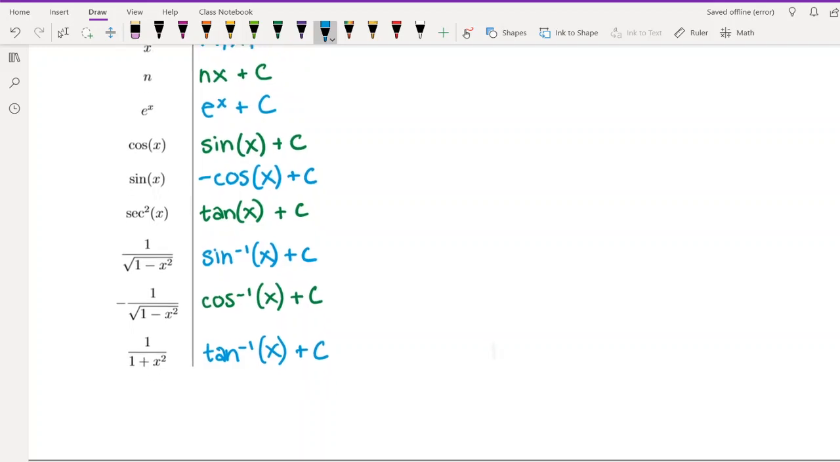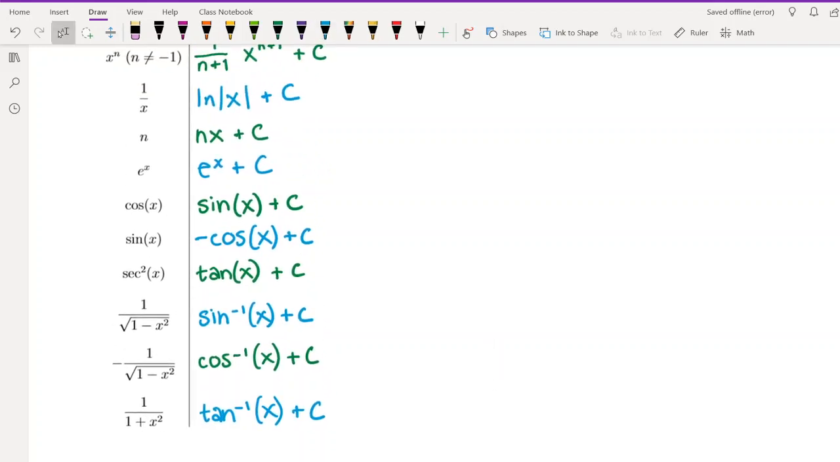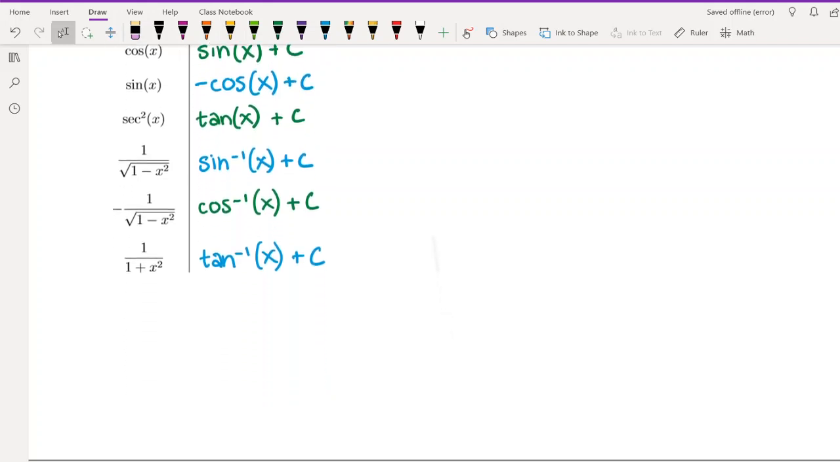Okay, so yeah, those are basically the ones that I would expect you to know on the final exam. You'll see that in 152, things will get a lot more complicated in terms of what types of things we can take the antiderivative of, but this is our starting point. So I want to look at an example now.